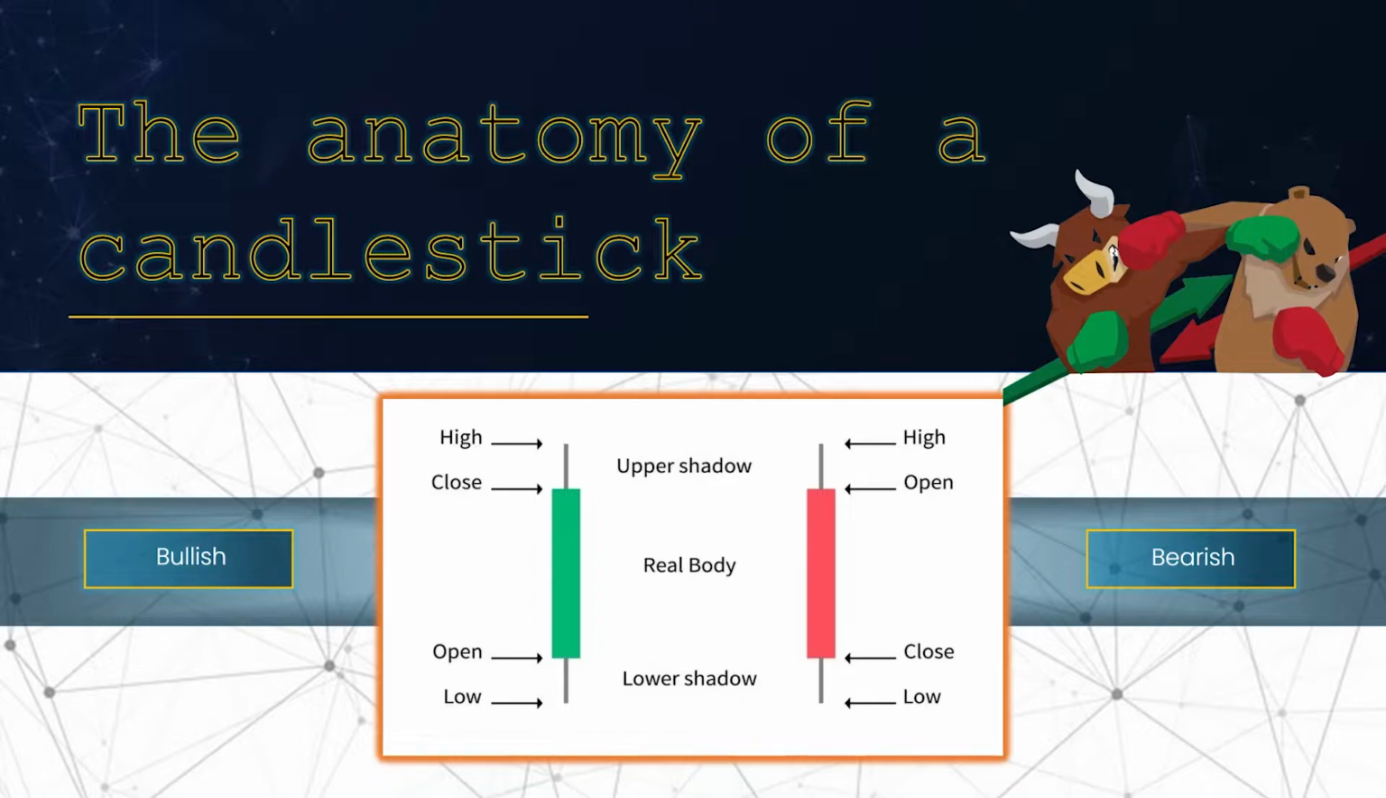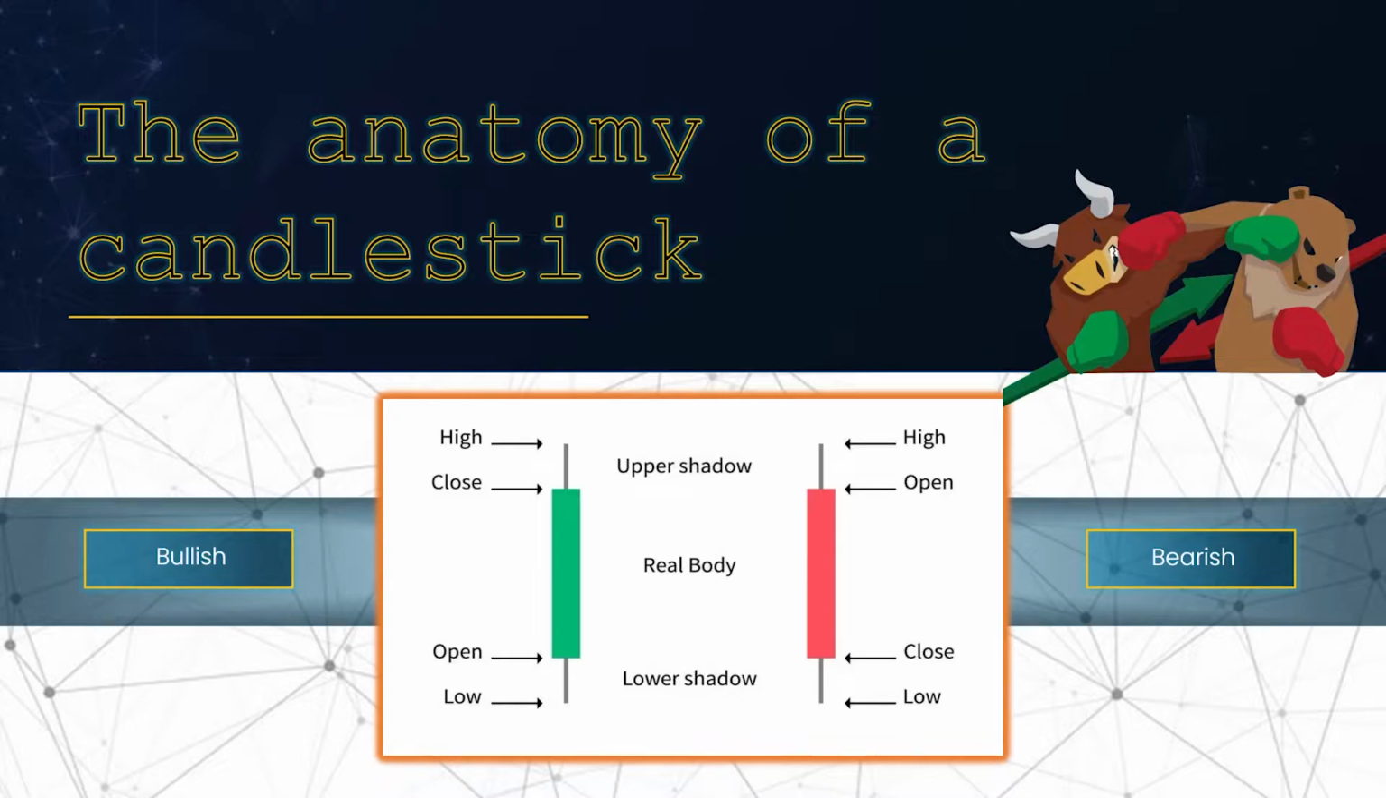Long green or white Japanese candlesticks show strong buying pressure. The longer the green or white candlestick, the further the close is above the open. This indicates that prices increased considerably from open to close, and buyers were aggressive. In other words, the bulls were kicking the bears' butts. Long red or black candlesticks show strong selling pressure. The longer the red or black Japanese candlestick, the further the close is below the open. This indicates that prices fell a great deal from the open and sellers were aggressive. In other words, the bears were winning the fight.